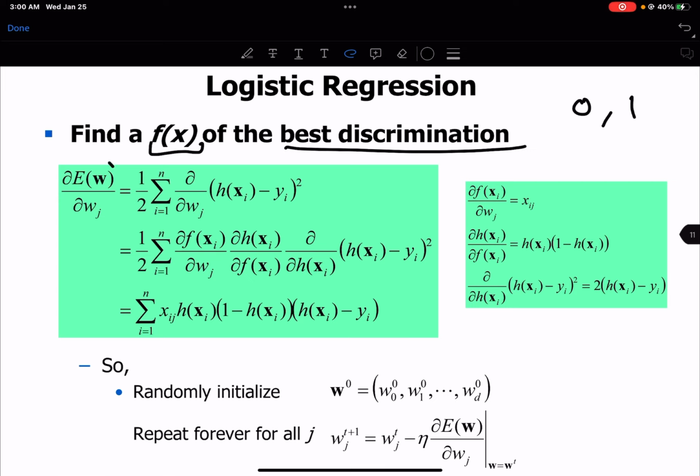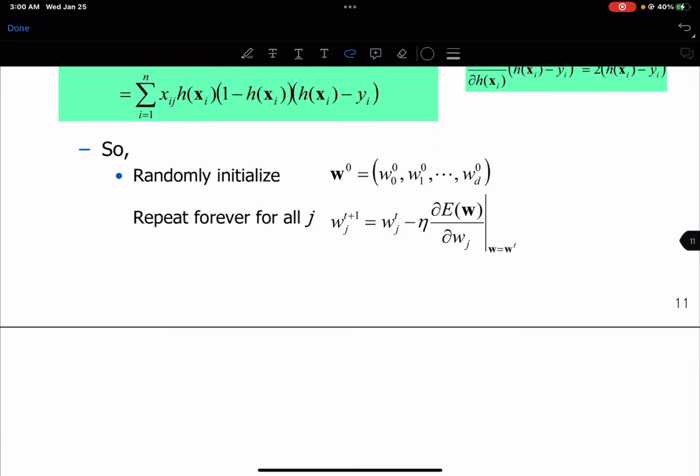So as we did before, we take the partial derivative of your function h of xi minus yi, and here I would like to mention that we are going to use the chain rule. I hope you are familiar with the chain rule.